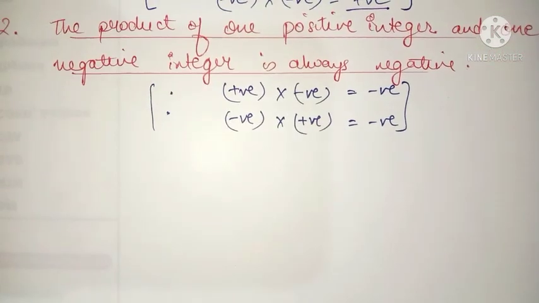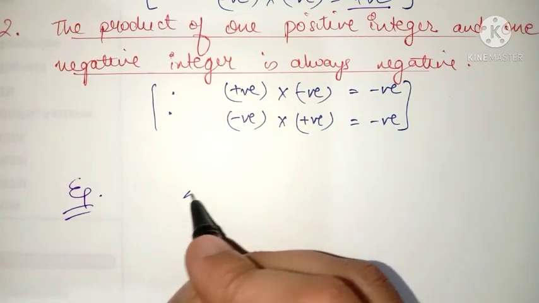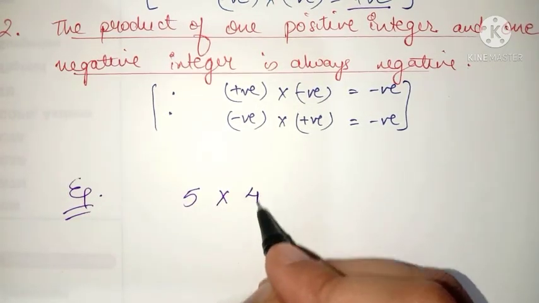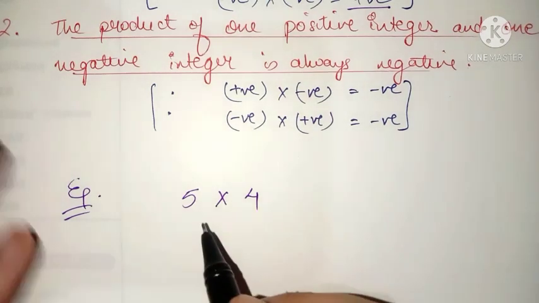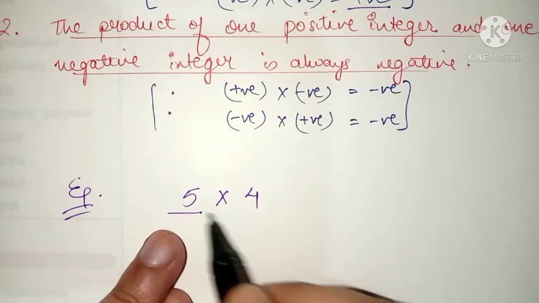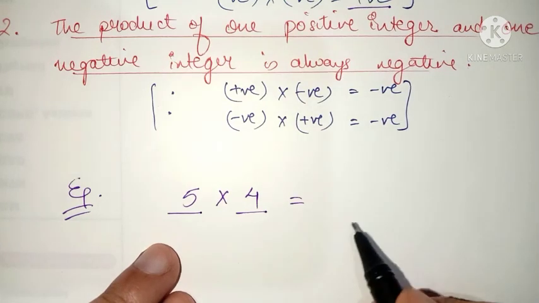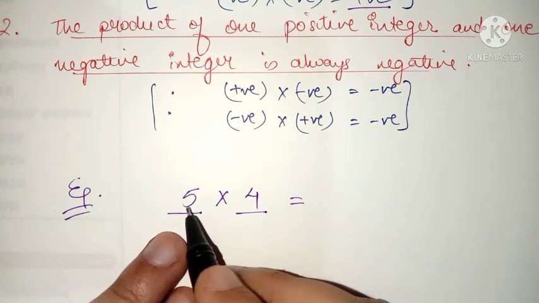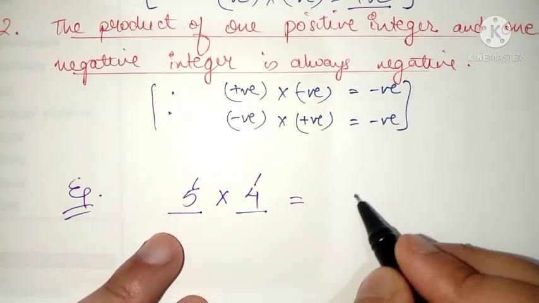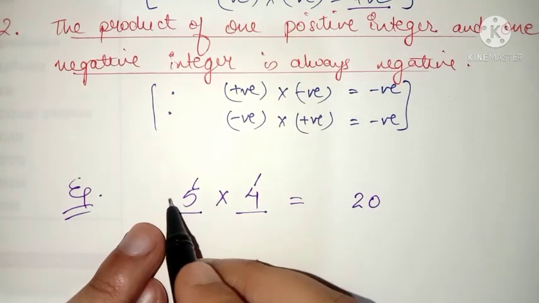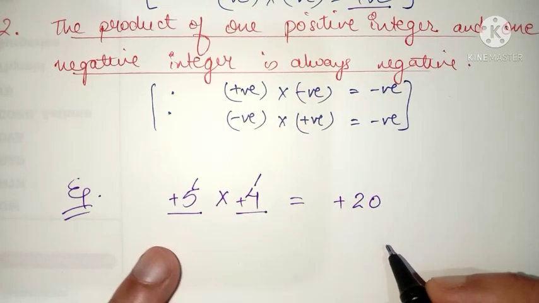For example, if someone asks you to multiply 5 into 4, let's take a very small example just to clear the concept. Here you see that it is a positive number, and it is a positive number again. So how do we multiply this? What will come in the result? The multiplication will be done for the numbers as we normally do. So 5 4s are 20 here, and since both are positive, the resultant will be positive only.